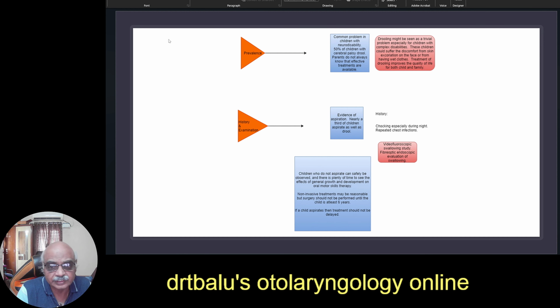And let us get into the history and examination of these children. The physician should always focus on the direct and indirect evidence of aspiration. Nearly a third of these children who drool invariably show signs and symptoms of aspiration. The history of choking or history of sporadic spasmodic coughing should be sought, and that too during night. And history of repeated chest infections again should be elicited.